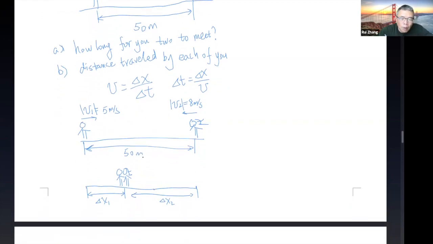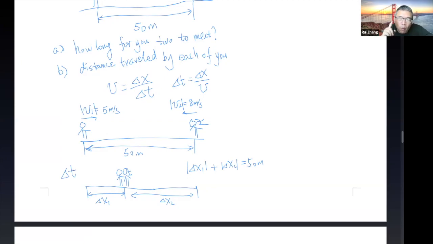So pretty much all we know is these three. We know delta x1 plus delta x2, as absolute values, meaning distance, equals 50 meters. That's the total distance traveled by the two people. And then we're given their speeds, 5 and 8. Now we're calculating the time it takes for them to meet. Let's call this time delta t.